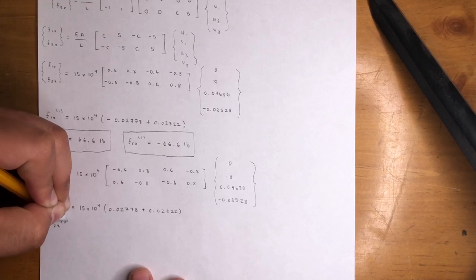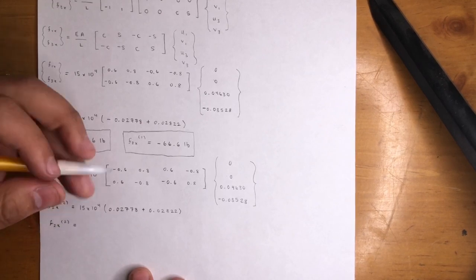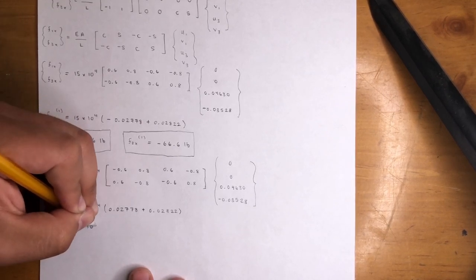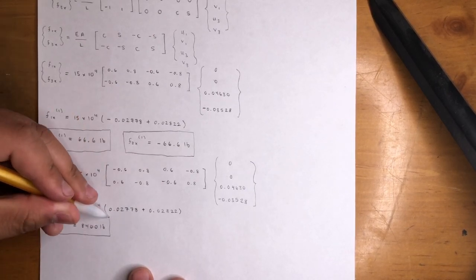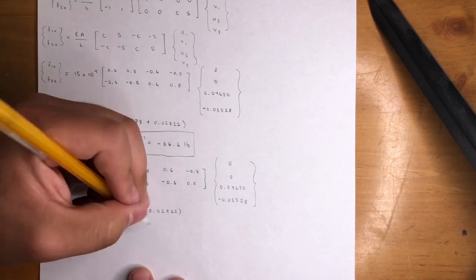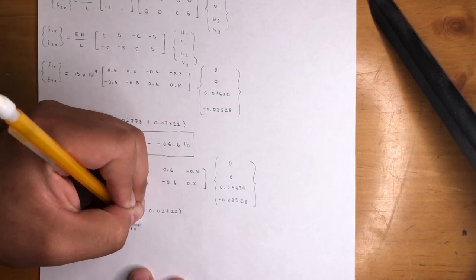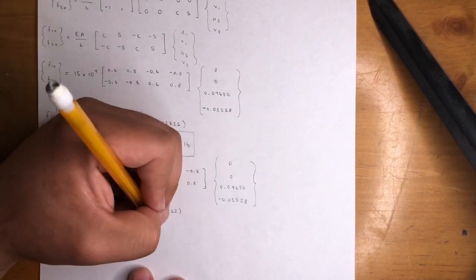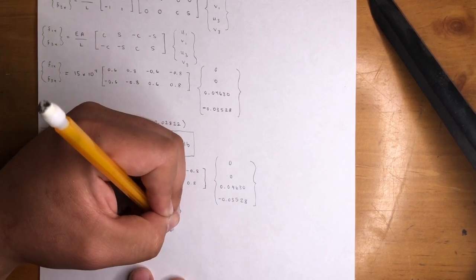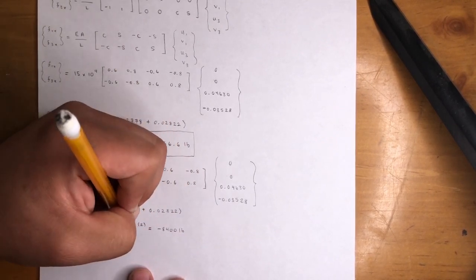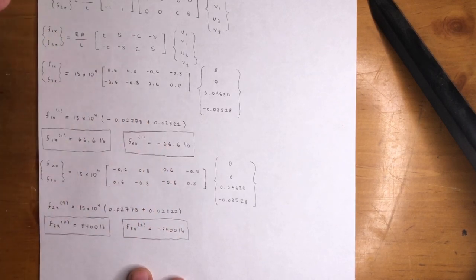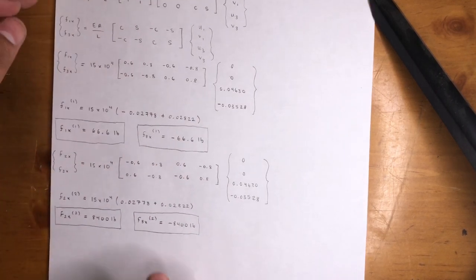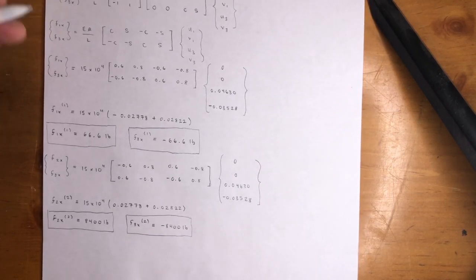F2x of element 2, that's gonna give you positive 8,400 pounds. Okay, and then if you do the same thing, F3x for element 2 is equal to negative 8,400 pounds. That's just telling you direction, right? If you remember the first chapter, second chapter, I can't remember, but they're always equal and opposite in signs.